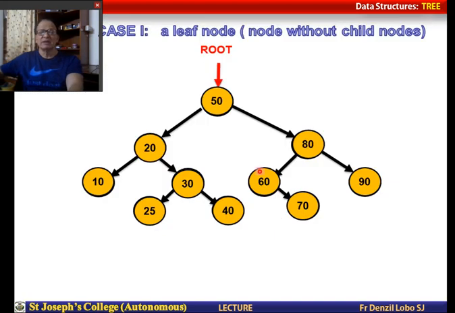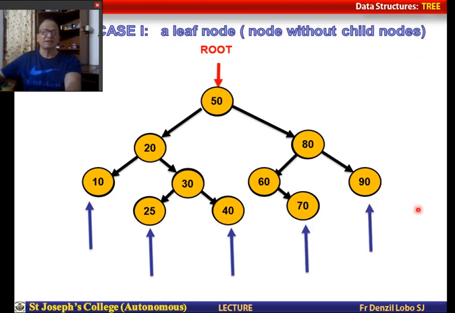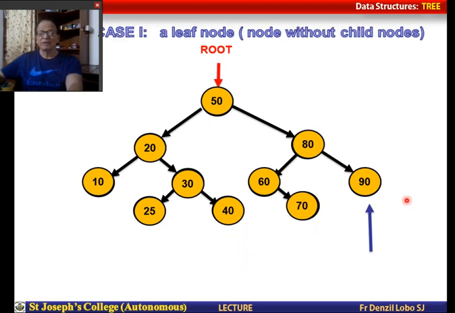So the first one is deletion of a leaf node, or a node without child nodes. For example, here this is a leaf node, this is a leaf node, this is a leaf node, 70 is a leaf node, and 90 is a leaf node. Now the question is, how do we delete these leaf nodes? It's very simple, the simplest of the algorithms. For example, I want to delete 90. So this is the one I want to delete.